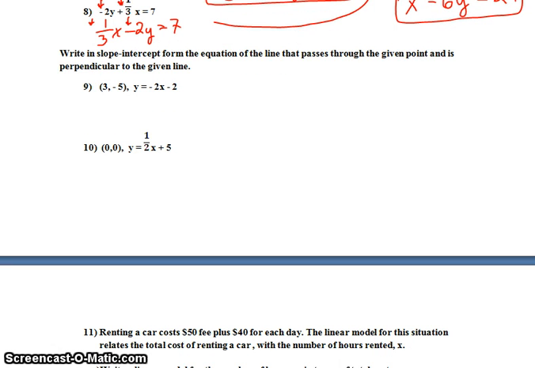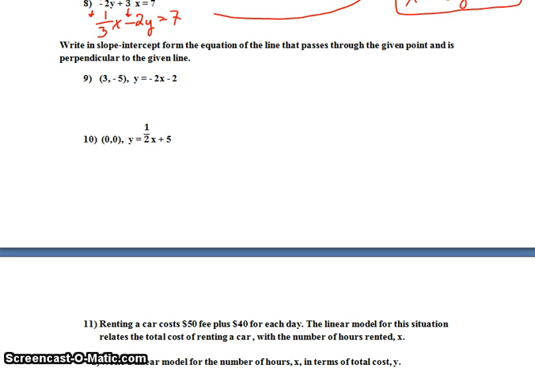Alright, getting on to the tougher stuff. Number 9, slope-intercept form. We're back to y equals mx plus b. The equation of a line that passes through the given point and is perpendicular to the given line. Okay, now we learned that perpendicular lines have opposite reciprocal slopes.